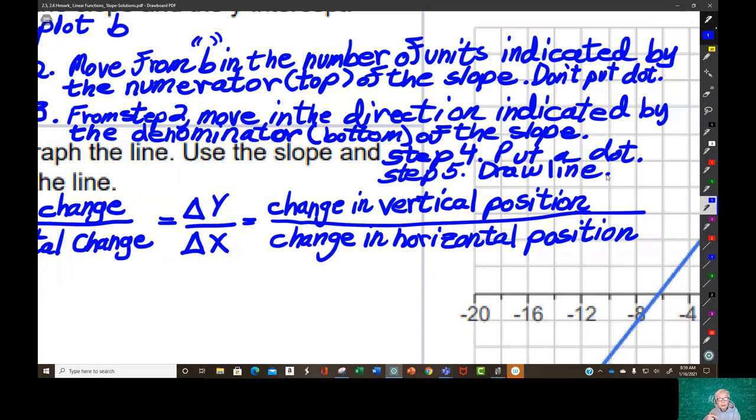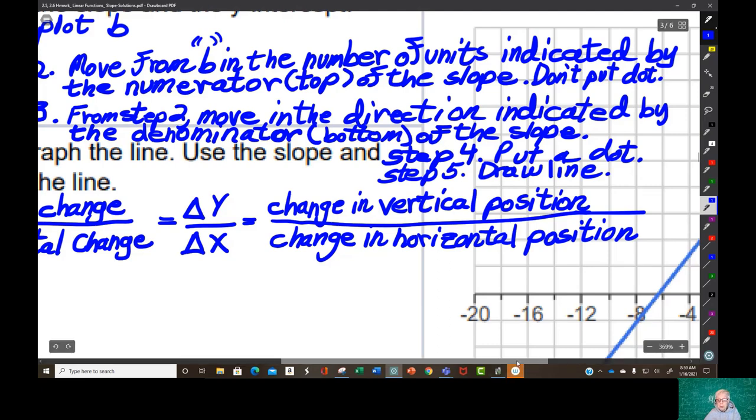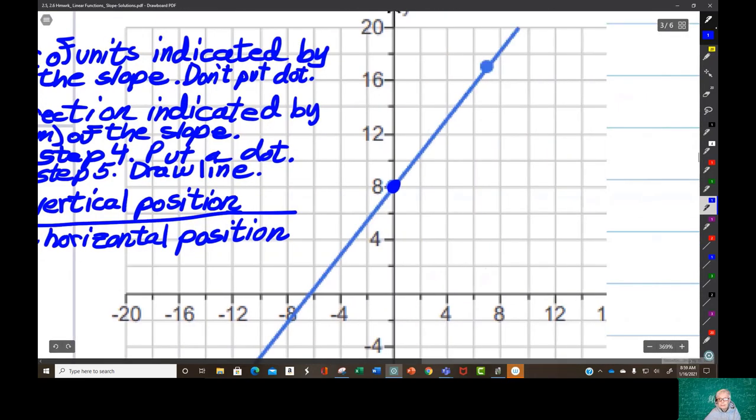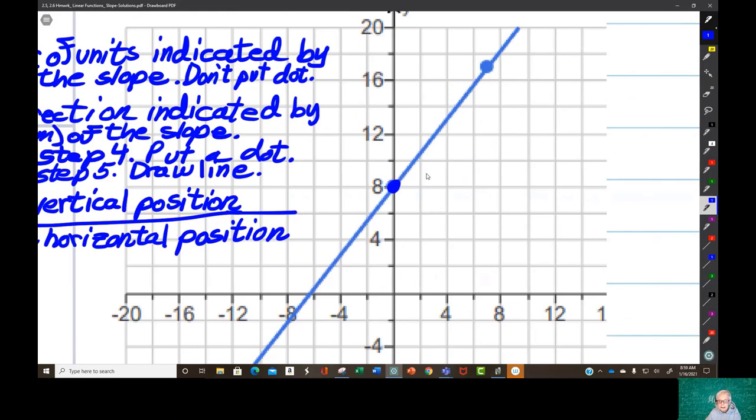Series of steps are really good for flashcards too, but you have to read them at least once a day. All right, well, that's what happened here. All right, so let's write this stuff down.